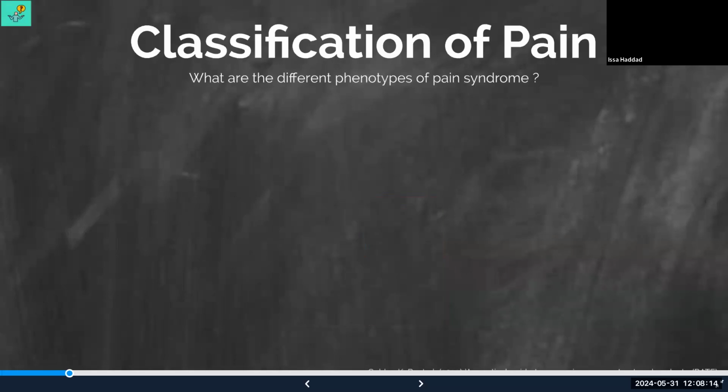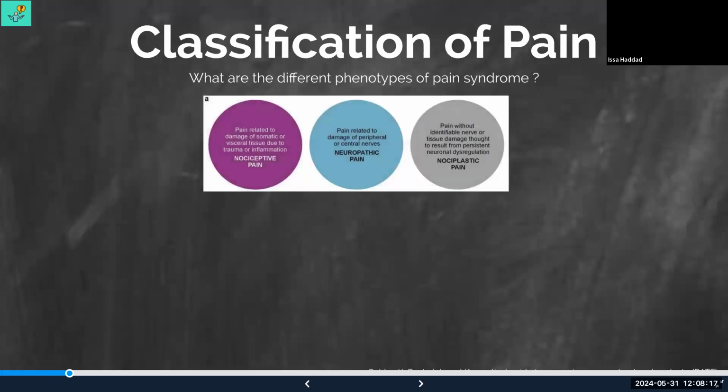So first, the classification of pain. They classified pain into three big categories. Whether it's nociceptive, where the pain is coming from somatic and visceral tissue, if there is any trauma or inflammation. The second is neuropathic pain, where the pain comes from nerve tissue, whether it's peripheral or central. And when they couldn't classify into either of those groups, they brought it into a different category called nociplastic, where there was no identifiable nerve or visceral tissue that they could relate pain to.